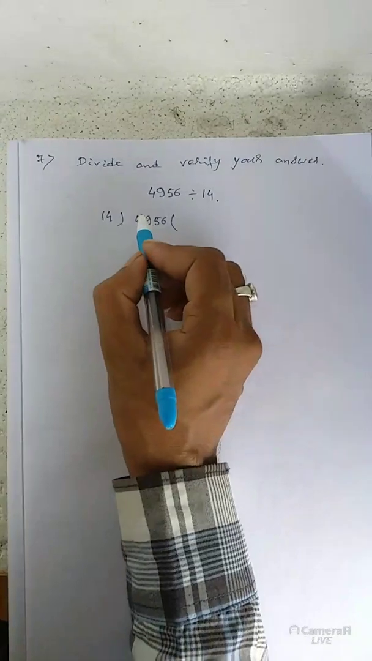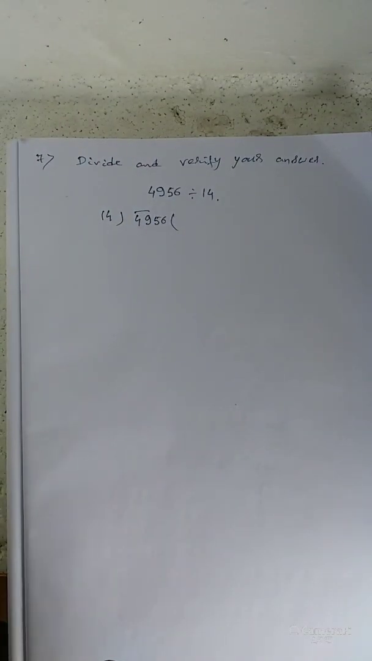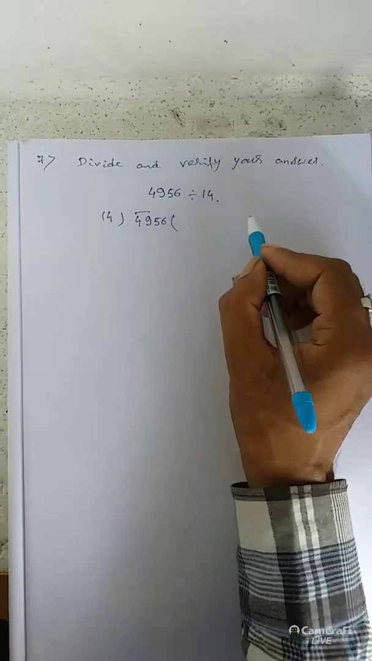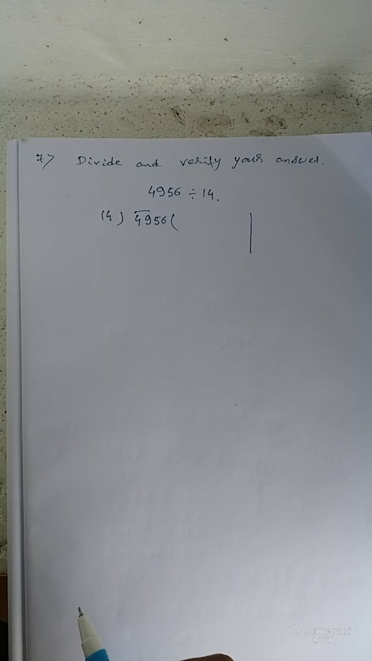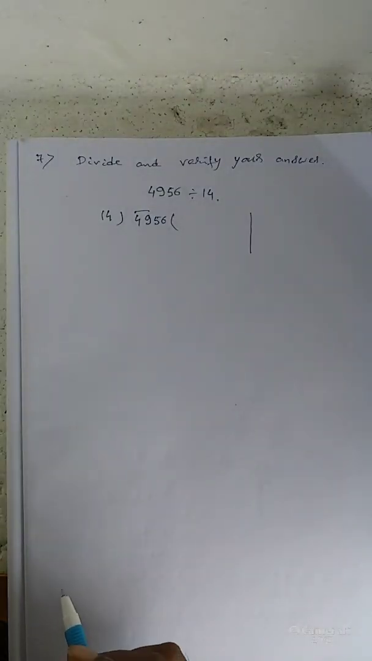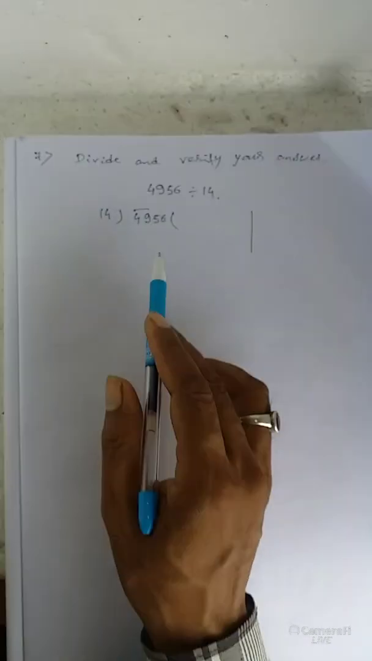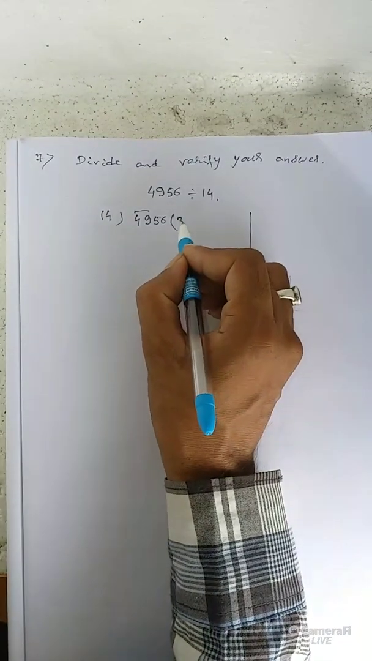Take the 2-digit number 49. 14 1 ja 14, 14 2 ja 28, 14 3 ja 42. You know the table of 14. 14 4 ja 56. If you know, then okay. If you don't know, then prepare the table at the side. But 14 4 ja 56 is greater than 49. So we will take 3. 14 3 ja 42.